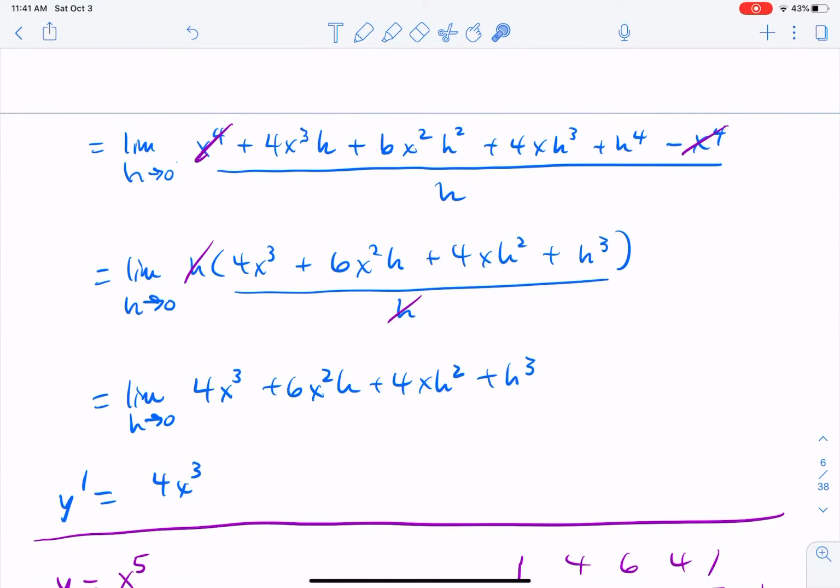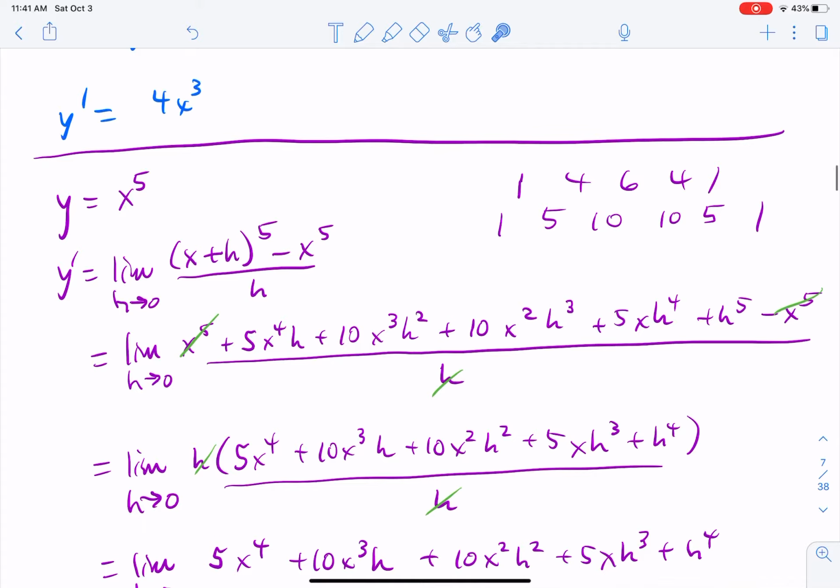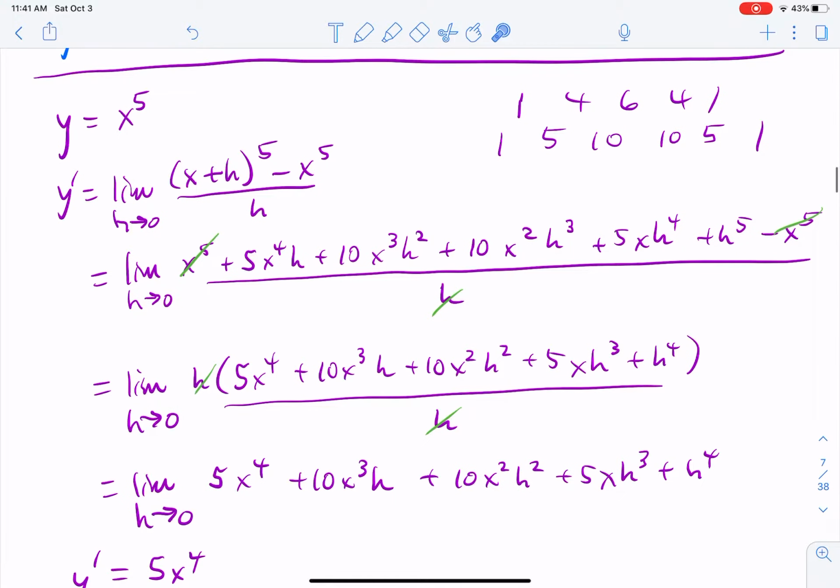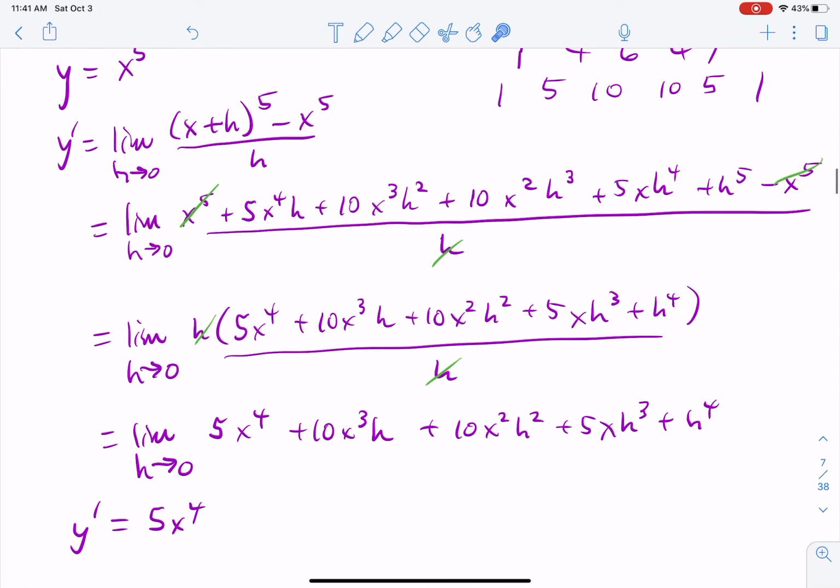Are you noticing some sort of pattern yet? Maybe you need to see another one. Here's x to the fifth. I had to find the fifth row on Pascal's triangle right there to expand this thing out. And you can see that after this point, you don't have enough room to get it on your paper. Look at this. There's no more room to do x to the sixth.